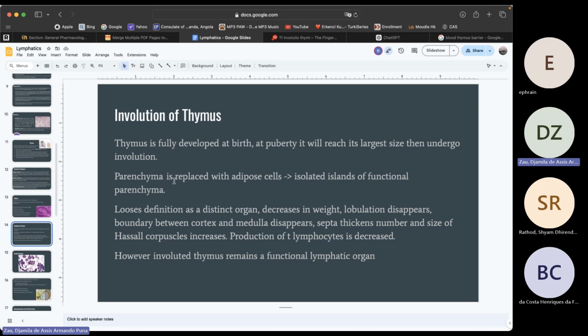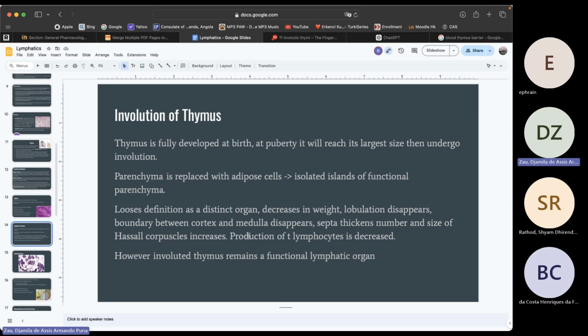Basically, the parenchyma is going to be replaced with adipose cells. Instead of the normal medulla and cortex, you're just going to have these small islands of functional parenchyma that you can see. This next part, this little paragraph here, is extremely important because they will ask you what the main characteristics of involution of the thymus are. What do you see? You need to be able to say these things.